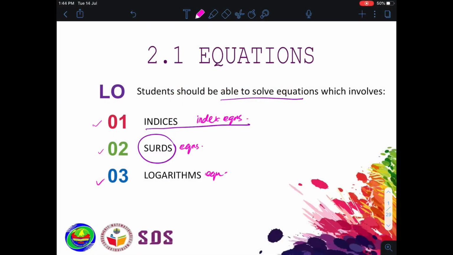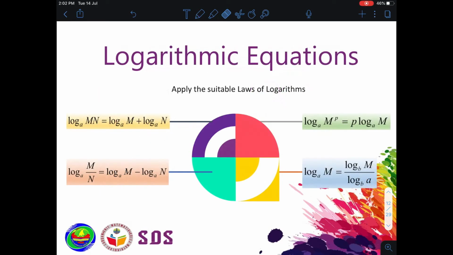In this video, we will be learning the last part of 2.1, which is solving the equations that involve logarithm. Let's check it out. In order to solve the logarithmic equations, we will be applying the suitable laws of logarithm, or in other words, I would call it the law.